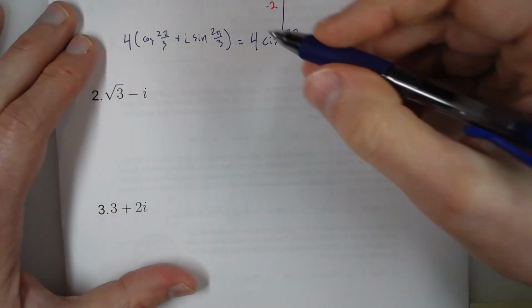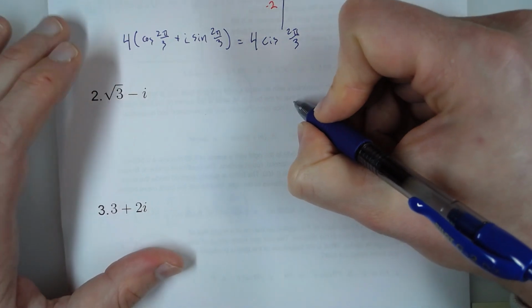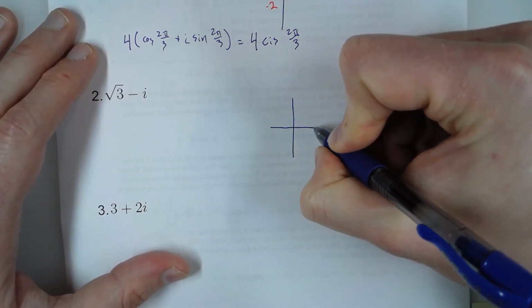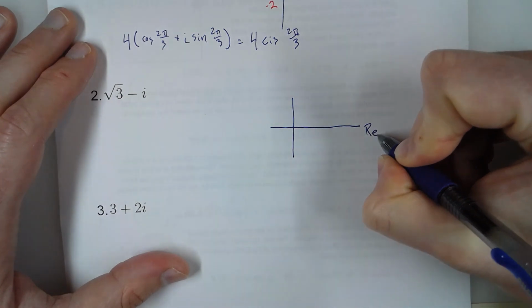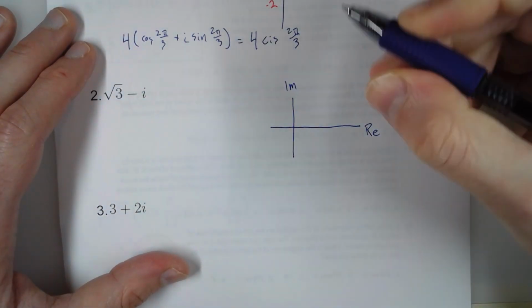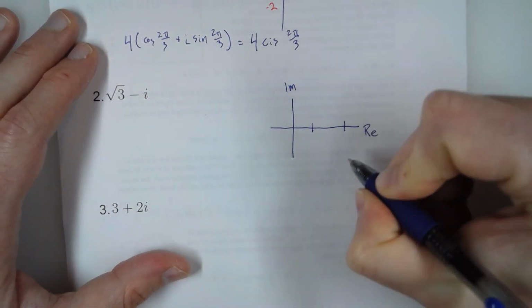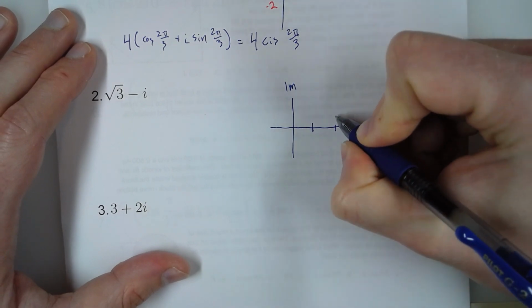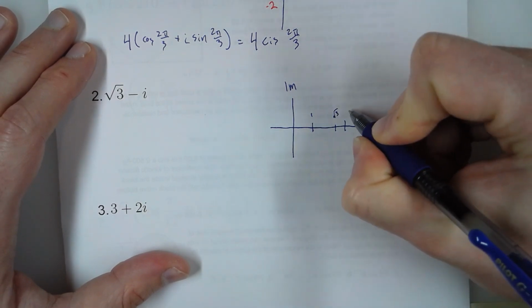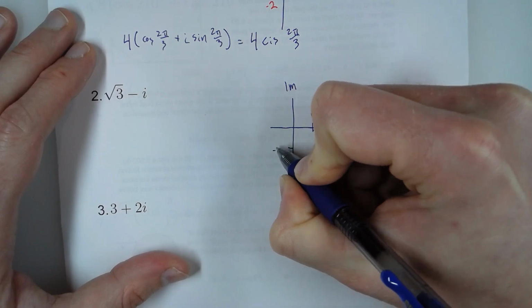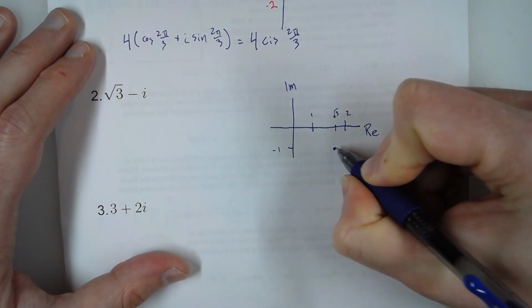Number 2, we do the same thing. Square root of 3 minus i. In the real direction, we go square root of 3, so that's going to be about here. And then we're going to go down 1 in the imaginary.